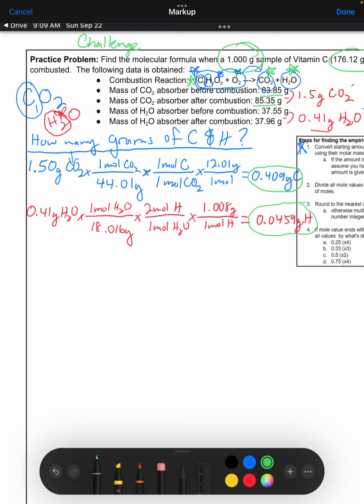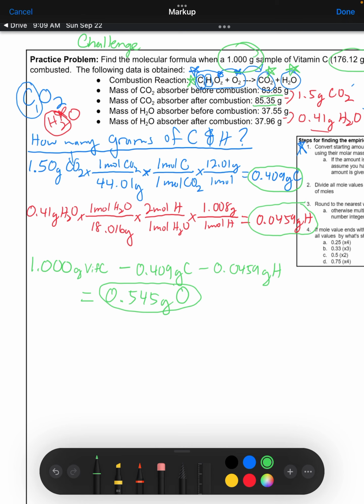And since I know 2 out of the 3 atoms that make up vitamin C now, I can use simple subtraction to figure out the other one. I can take 1.000 grams of vitamin C, subtract out my 0.409 grams of carbon and subtract out my 0.0459 grams of hydrogen, and that is going to give me grams of oxygen, which is 0.545 grams.